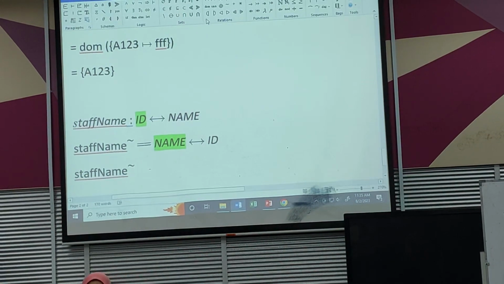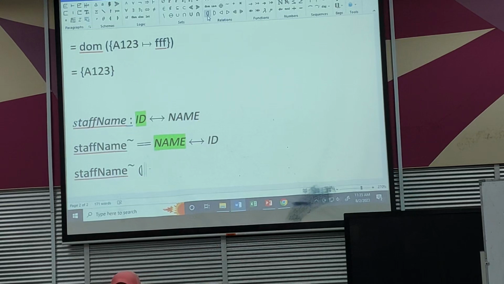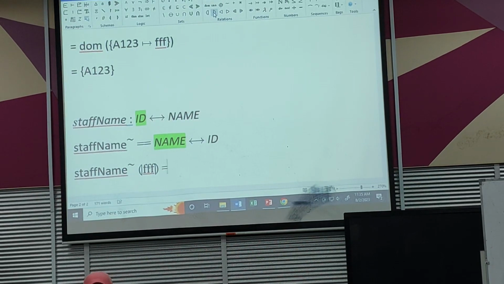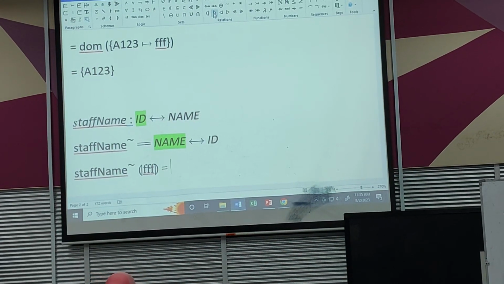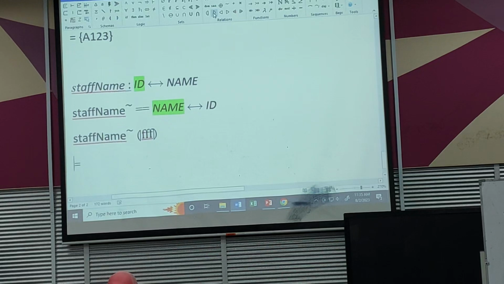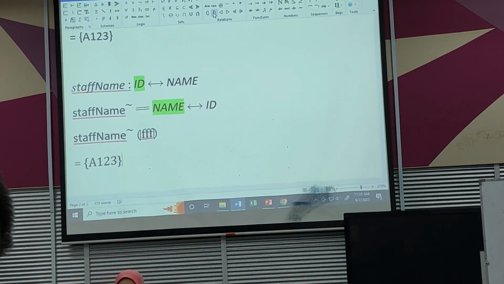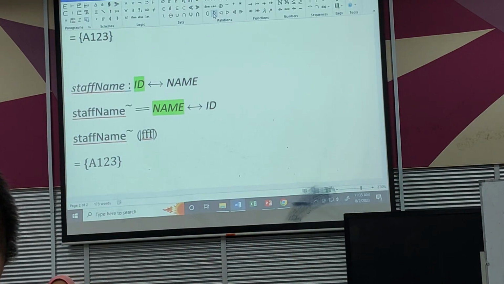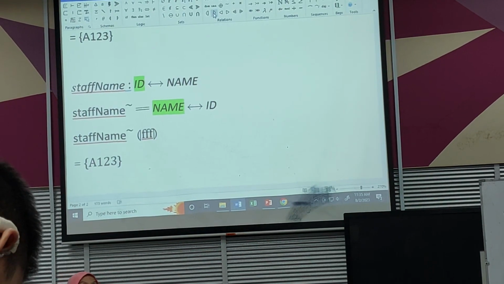Then you put this one. For example, I want to search FFS. For example, this one. Then I close this one. Then the answer that you will get will be the same as previous, something like that. Okay, so that is inverse.